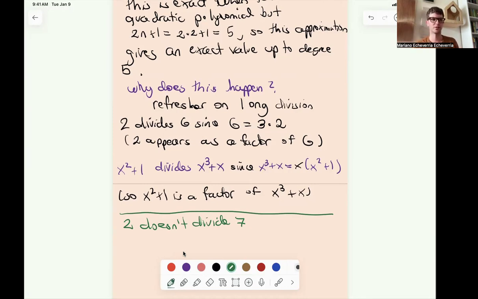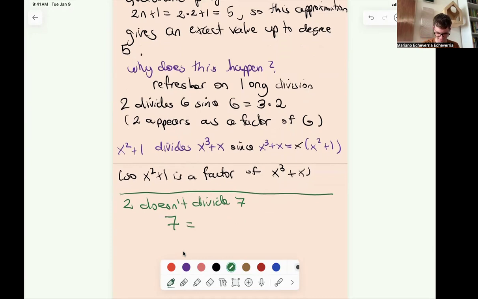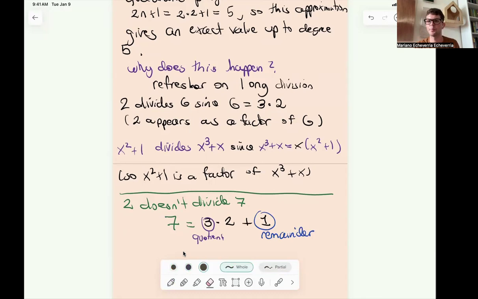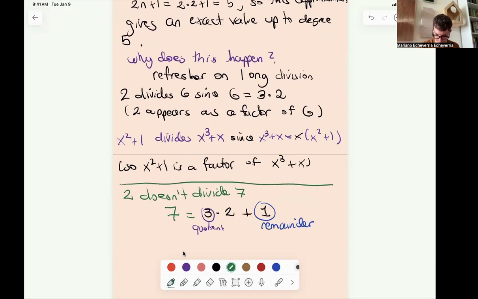But there's a thing called long division or the Euclidean algorithm that tells you that you can write 7 as 3 times 2 plus 1, right? Here 1 is called the remainder, and 3 is the quotient. It's the integer part of the division, because 7 over 2 would give you 3.5, so you keep the integer part, which is 3. This is sometimes called long division or the Euclidean algorithm.